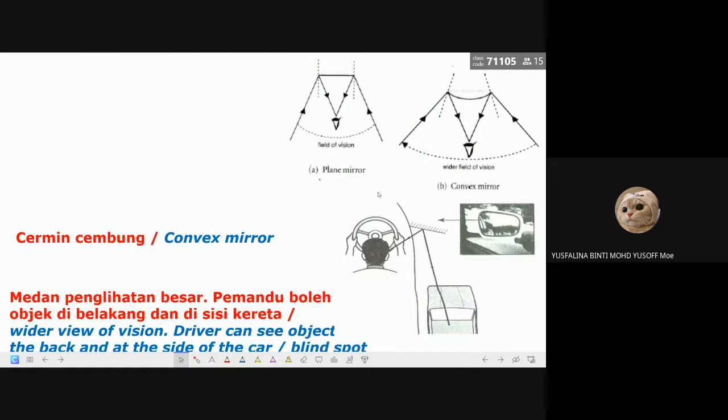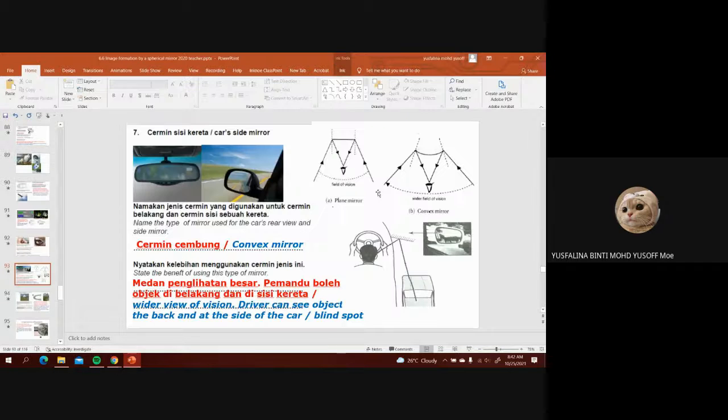And for the convex mirror, what is the function of the convex mirror? This is for the car side mirror. They use the convex mirror because the field of vision is bigger. So the driver can see at the back and also at the side of the car. Normally we use a convex mirror if you need a wider field of vision.